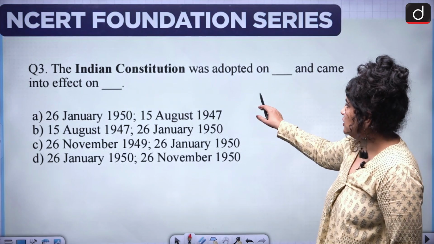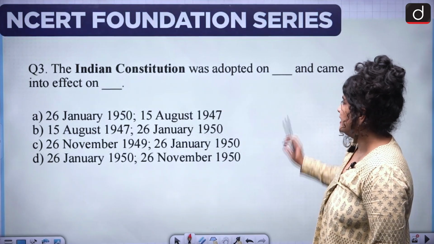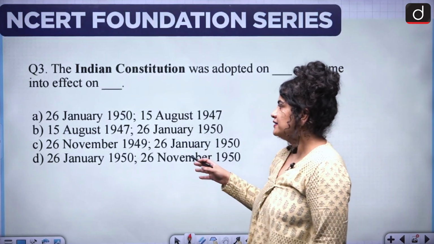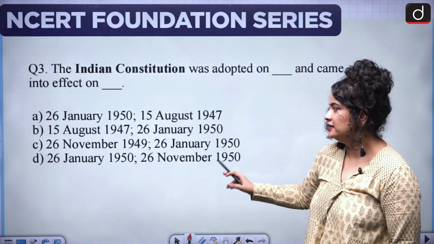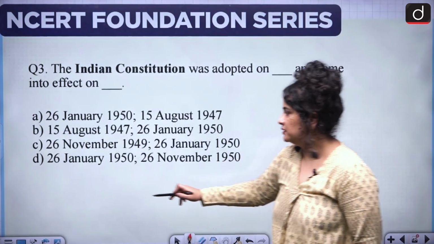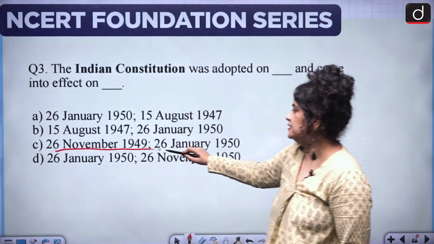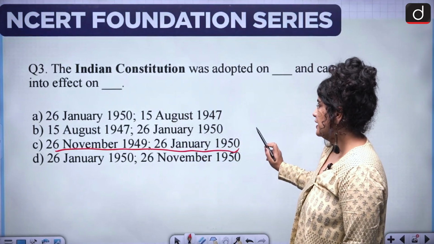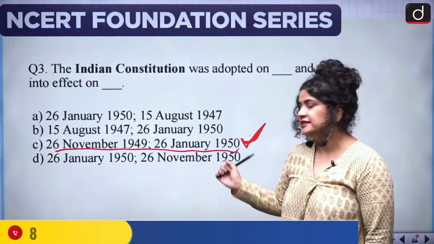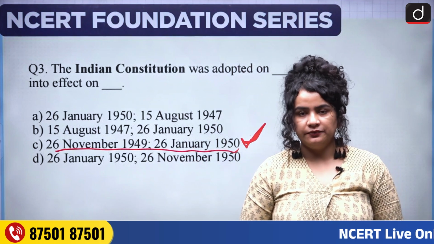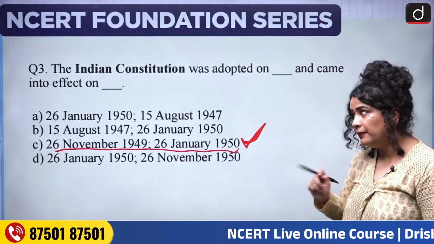Question 3: the Indian Constitution was adopted on blank and came into effect on blank. Now, this is a very, very simple question. I think all of us know this. It was adopted on 26 November 1949 and it came into effect on January 26, 1950, which is also celebrated every year as our Republic Day.